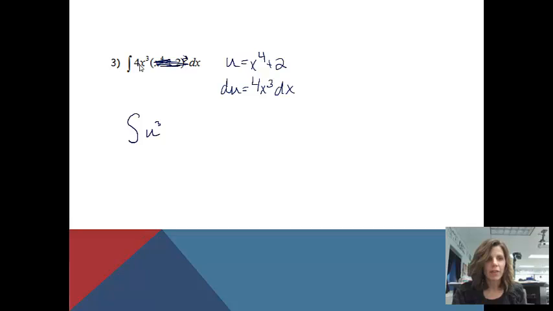And then the 4x cubed and the dx, notice that they are again the du. So I can cross those out and put du in their place. So now I've got everything crossed out. I've got a new problem. I'm ready to take the integral.